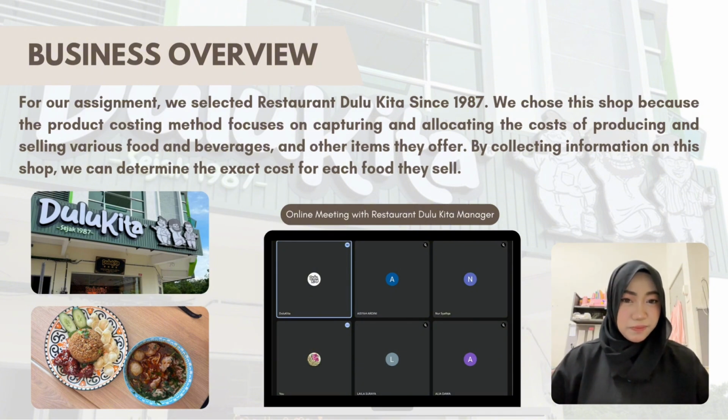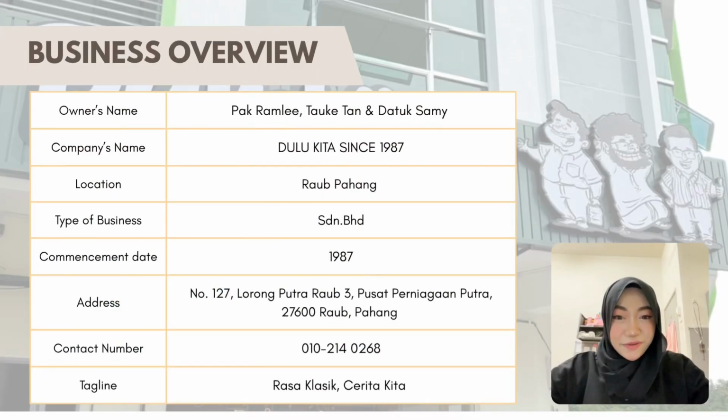So for the example, we are meeting online with restaurant Dulu Kita manager. As you can see, we go also the physical restaurant Dulu Kita at Raub Pahang. Business overview. The owner names Pak Ramli, Tauqitan and Dato' Semi. Company's name Dulu Kita since 1987. Location at Raub Pahang. The type of business is Sendirian Berhad.